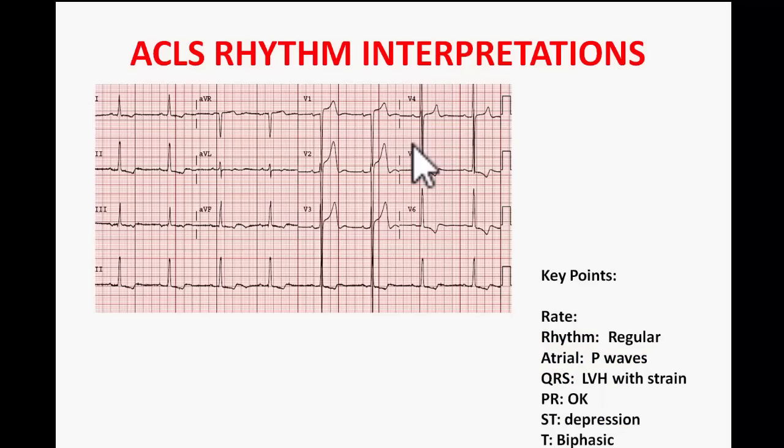Here is an example of tall R waves in the lateral leads with deep S waves in the anterior leads associated with ST depression and T wave inversion. This is an example of a left ventricular hypertrophy. Also, there's a deflection of the left atrial component of the P wave, which is seen in V1. If it involves more than one small box, it is suggestive of a left atrial enlargement. So here we have a classic example of a left ventricular hypertrophy with strain.